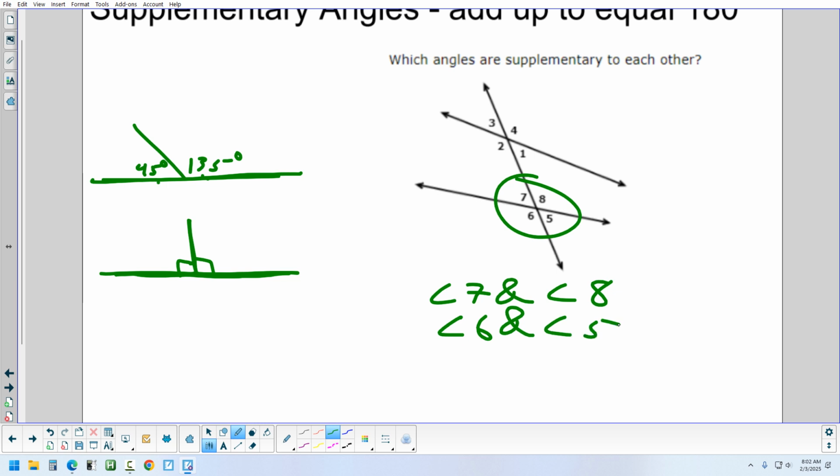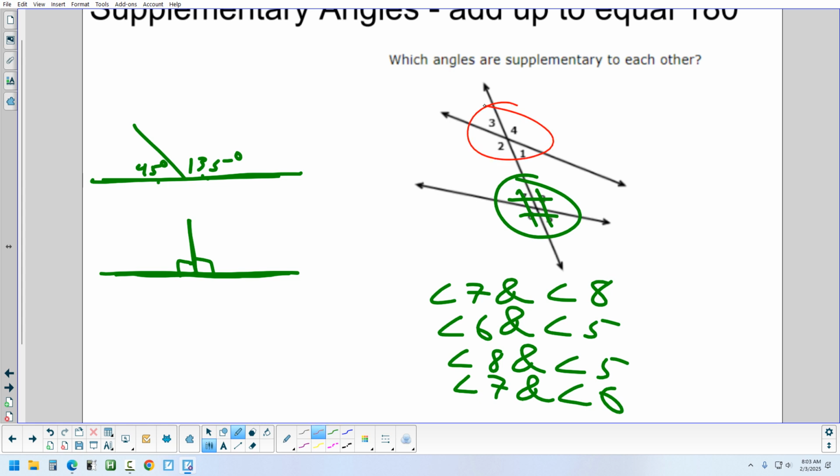Okay. Anybody see anything else just on the bottom? 8 and 5. Yep. Angles 8 and 5. So we got 7 with 8. We got 6 with 5. We got 8 with 5. There's one more. Yep. 7 and 6. Yep, angles 7 and 6. Okay, so those are the 4 pairs of angles at the bottom that are supplementary.